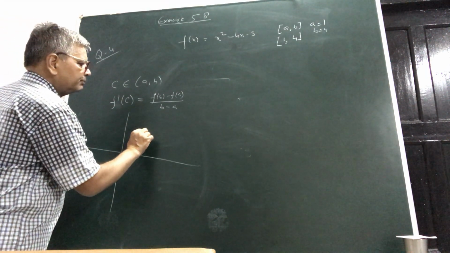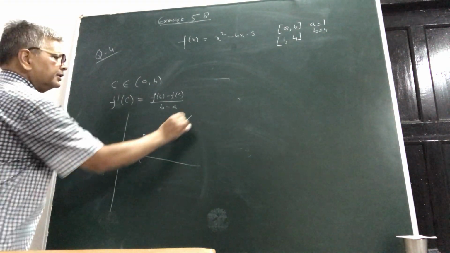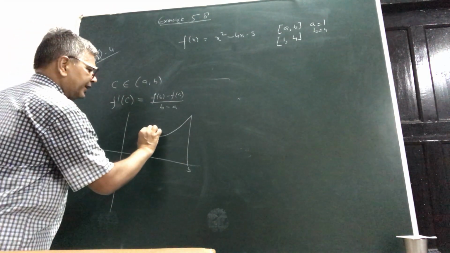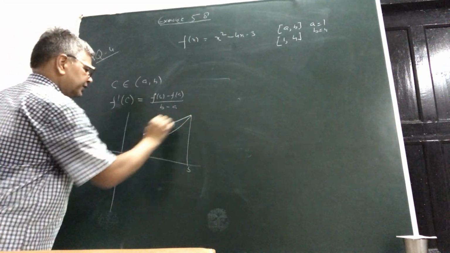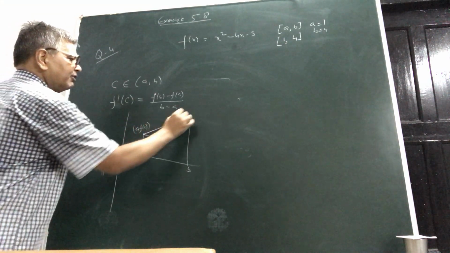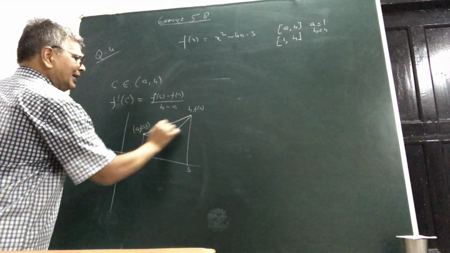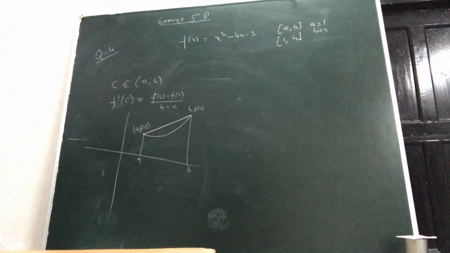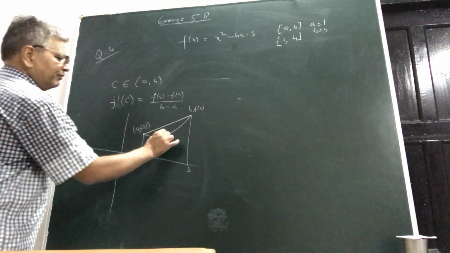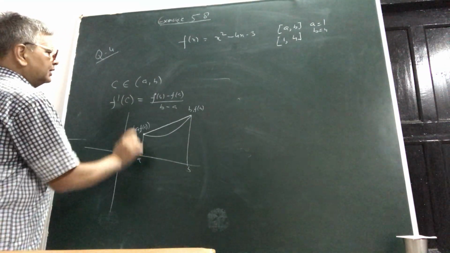Any graph like this. Suppose this is your point a, this is your point b. The line joins the extreme points, a, f(a) and b, f(b). Then on this graph, there will certainly be a point in the open interval a to b where this thing is happening.